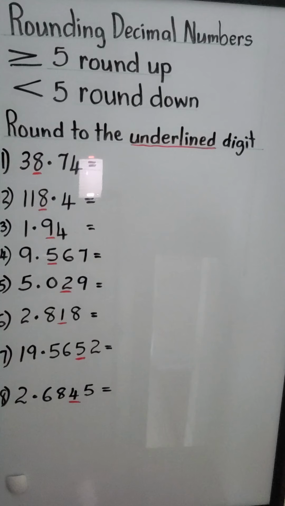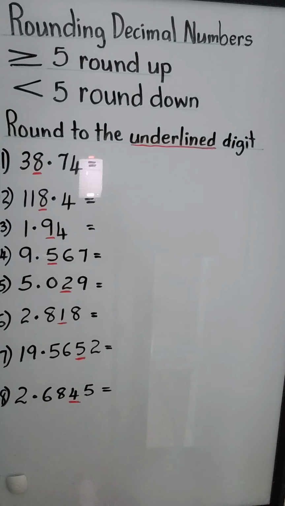Round up if the digit following the rounding digit is greater than or equal to 5. Round down if the digit following the rounding digit is less than 5. So let's round these numbers. Round to the underlined digit.